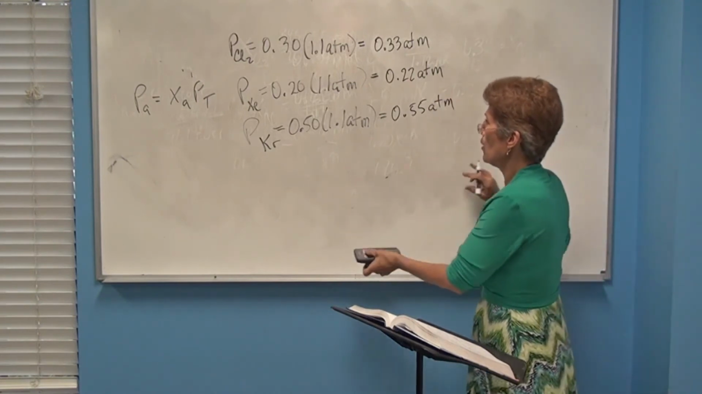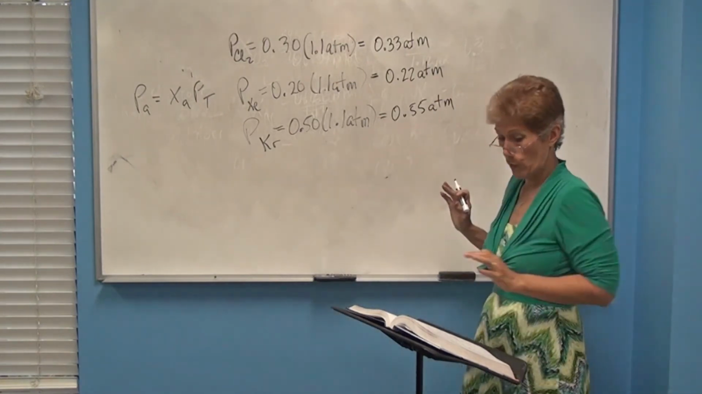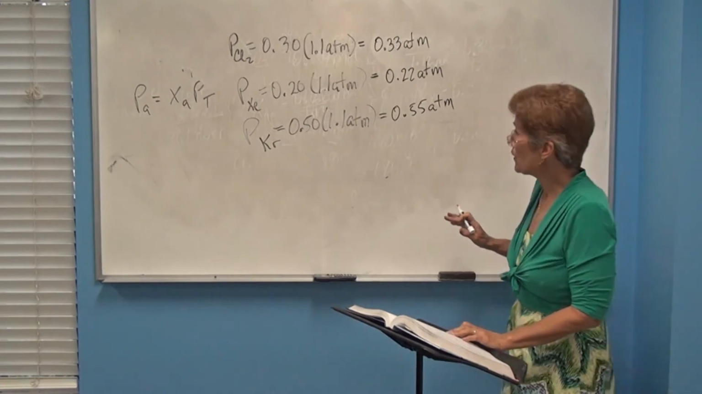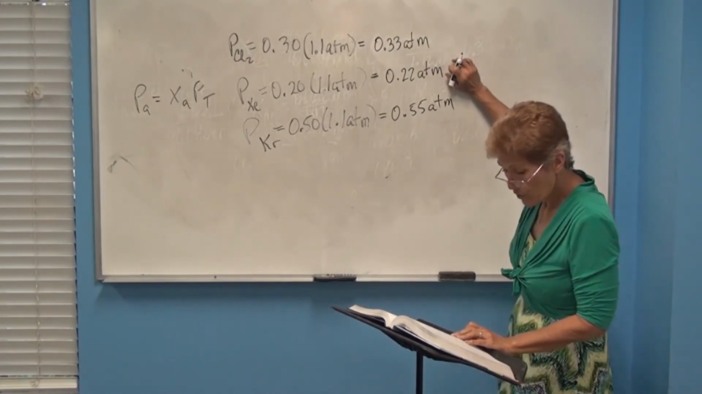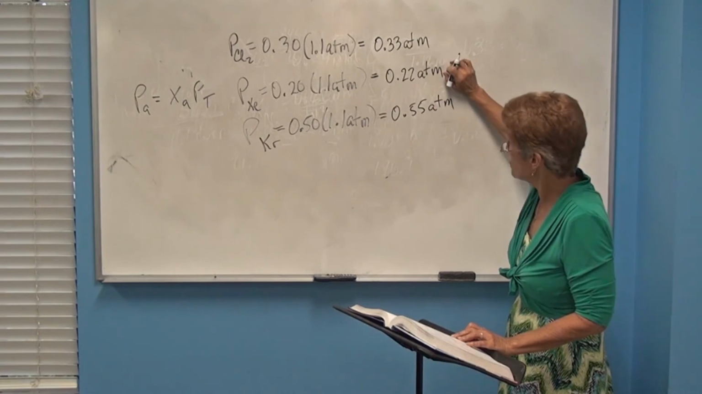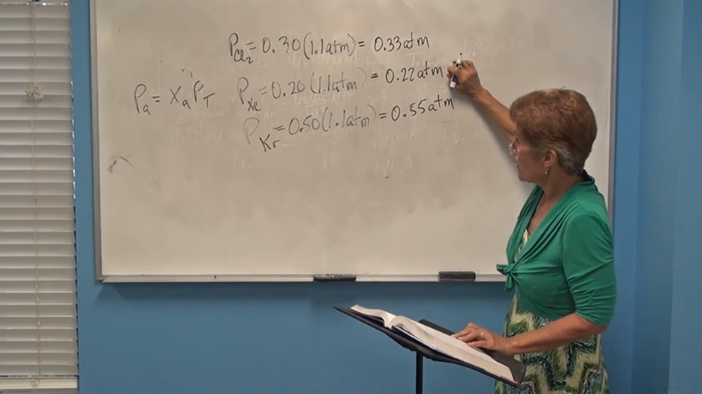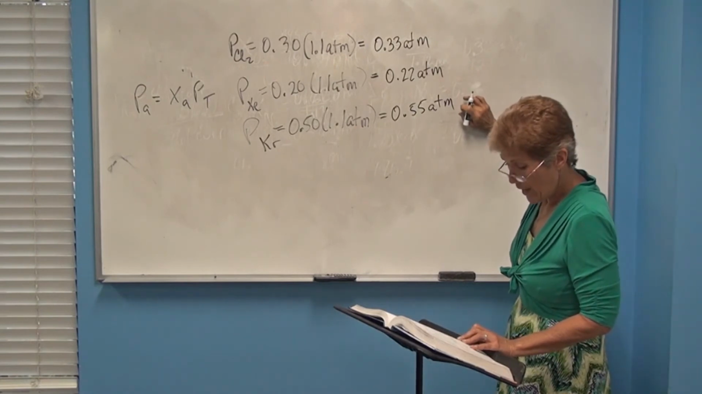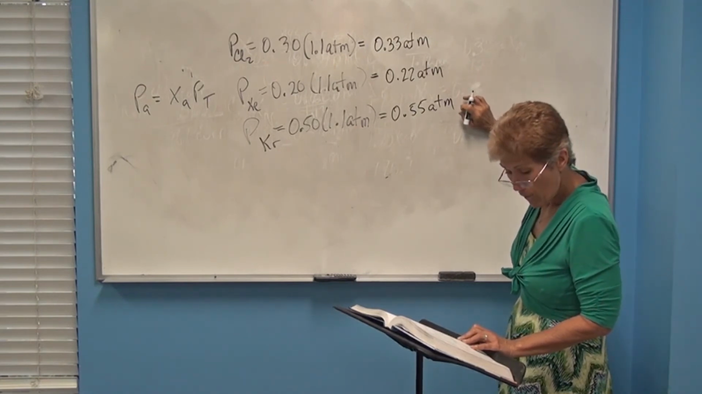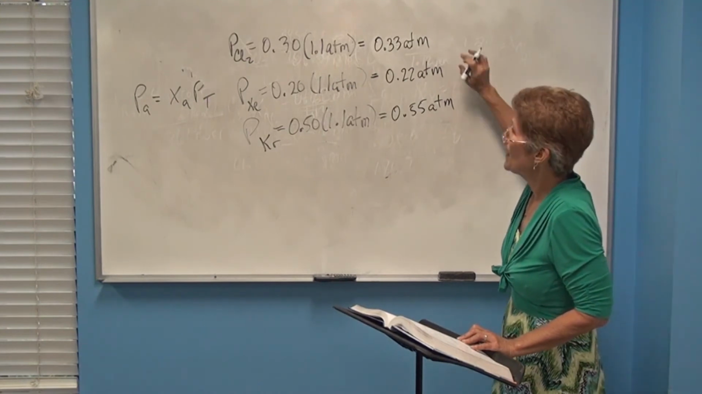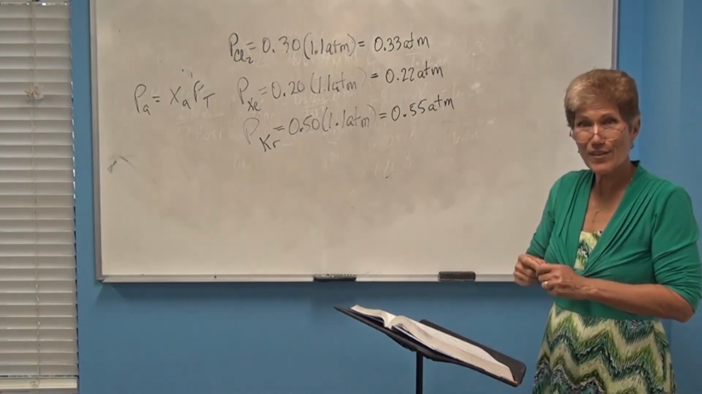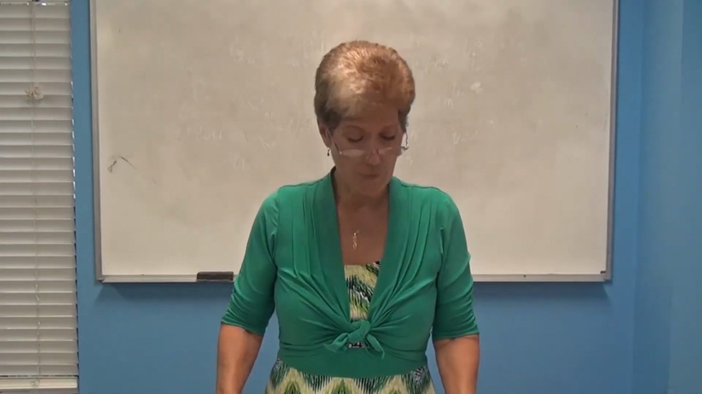Good. And if you add those all up, you get 1.1 atmospheres. So that's a good thing. So there's your answers. The partial pressure of the xenon gas is 0.22 atmospheres. The partial pressure of the krypton gas is 0.55. And the partial pressure of the chlorine gas is 0.33. So there you have it.